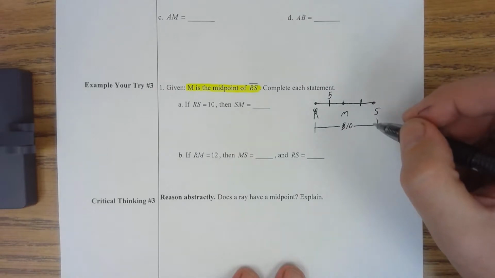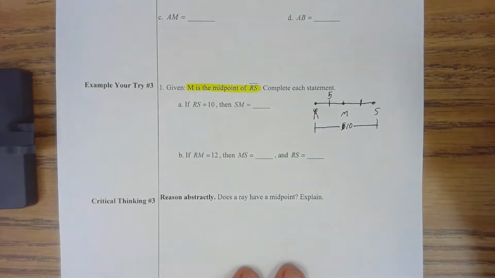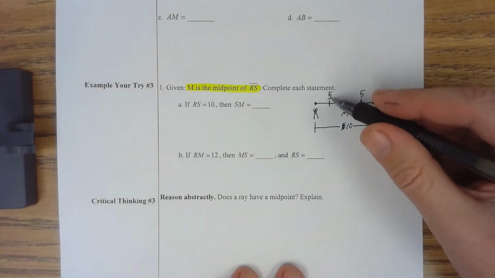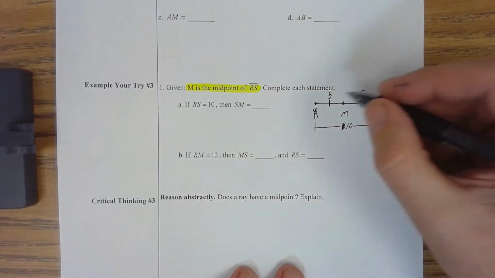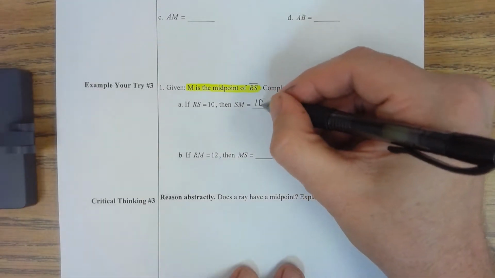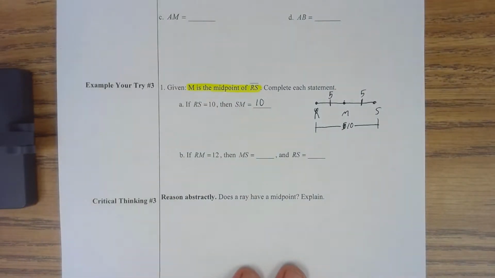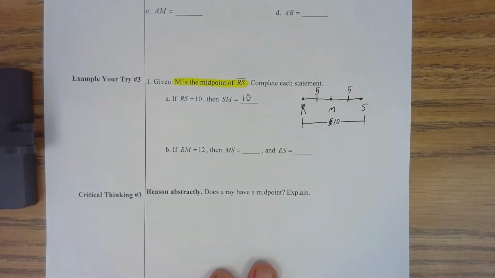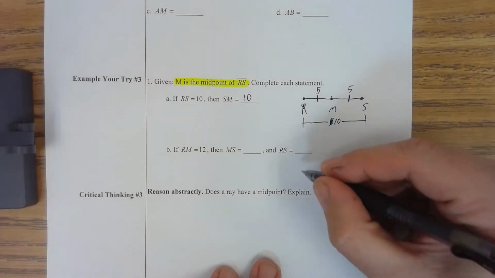Okay, now since M is our midpoint, this should be halfway. And these two halves should be equal. So let's try that out. 5 and 5 does equal 10. So S and M are equal to 10. Okay, we've got a second part here. RM is equal to 12 now. And what did they want? They want to know MS and RS.